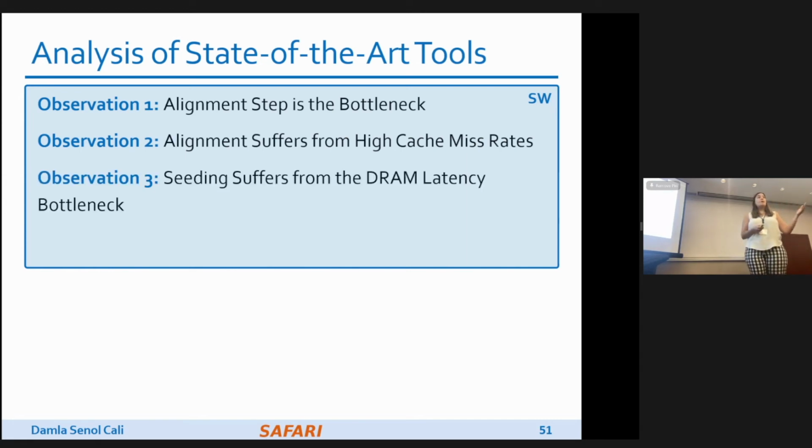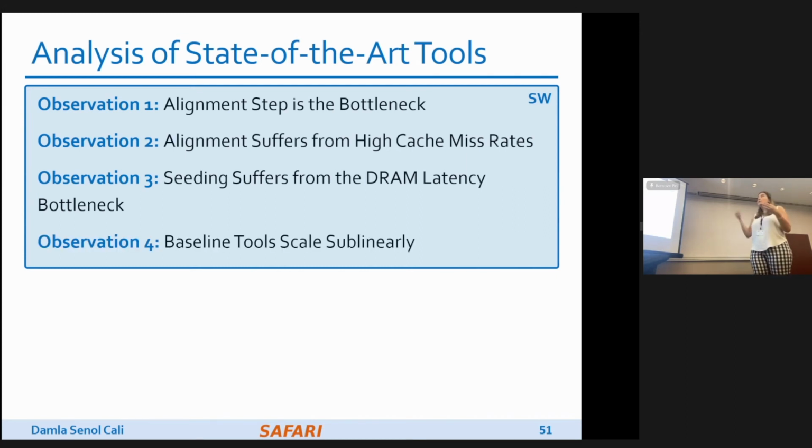On the seeding part, because we perform a lot of irregular memory accesses to fetch the seed locations, it suffers from the DRAM latency bottleneck. And as the fourth one, both of the tools scale sublinearly, so they cannot exploit the full hardware-level thread opportunities we have. So it's obvious that we need better algorithms with better hardware to support these.